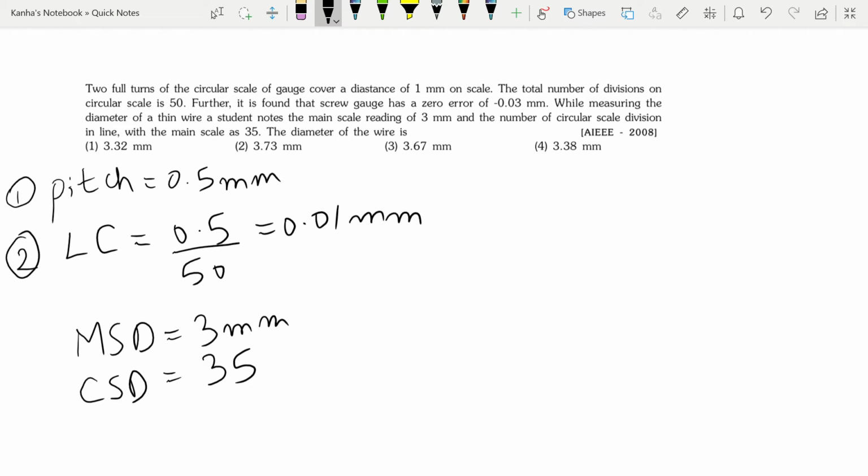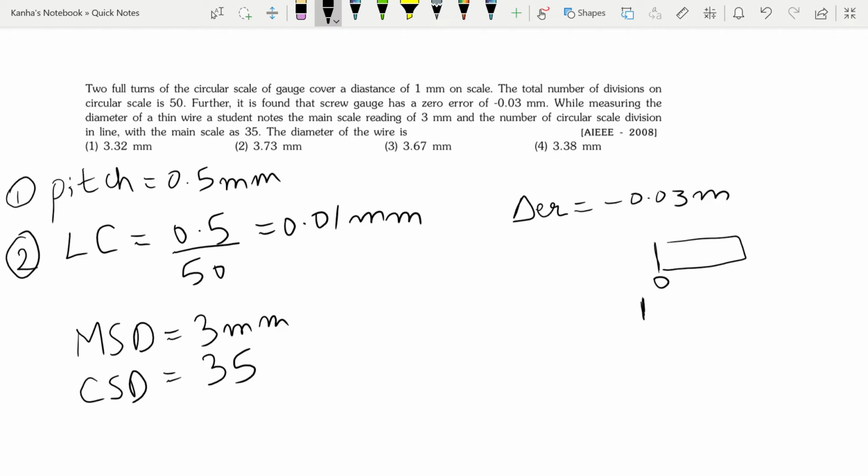Now, there is also one thing given. There is a zero error of minus 0.03 millimeter. What do you mean by minus 0.03 millimeter? It means that, for example, if this was the zero of the main scale, the linear scale, the circular scale zero was to the left of it, or basically it was behind it. So what it means is, when you start measuring something, you are lagging behind.